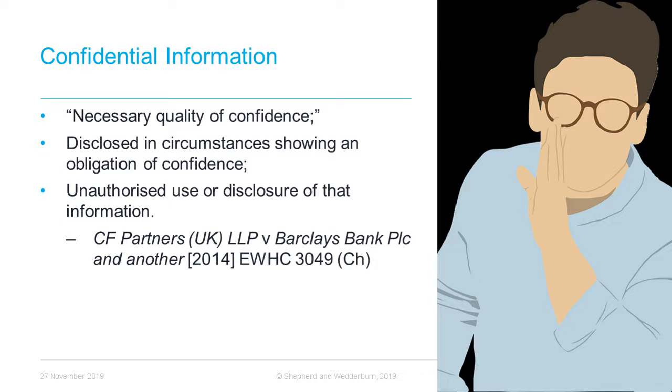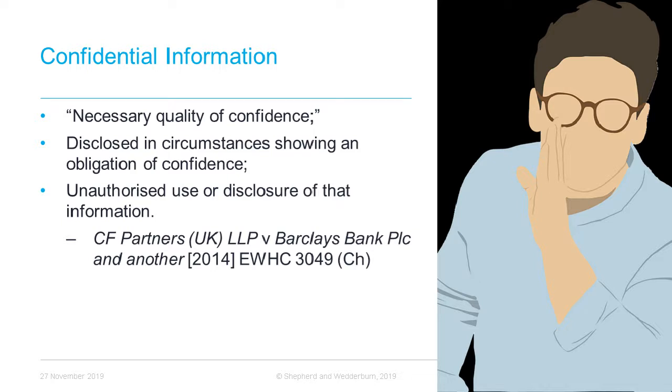Thirdly, the information can't be used or disclosed without the consent of the person to whom the duty is owed. It's also worth noting that if the recipient of confidential information discloses the information to somebody else and they're aware that it's confidential when it's disclosed to them, then an action for breach of confidence can also be brought against that third party, for example, in the Meghan Markle case that John just mentioned.